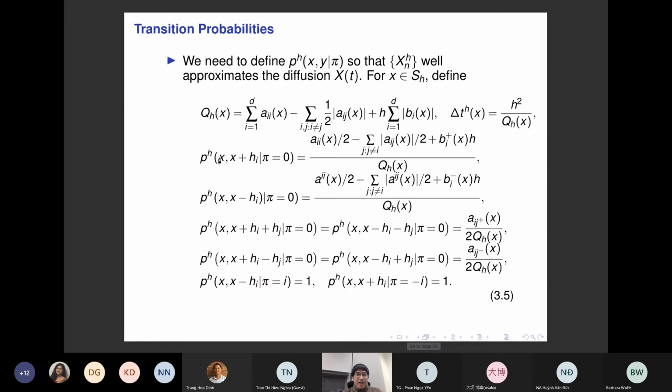Here we have the transition probability. Roughly speaking, under this transition probability, the Markov chain we are constructing will be approximating the original population system. And actually, Kushner already suggests some steps in order to get these transition probabilities.